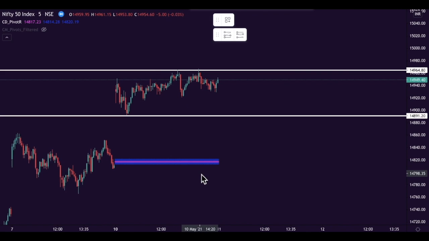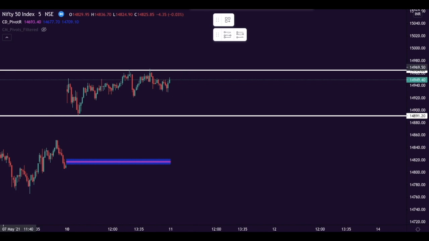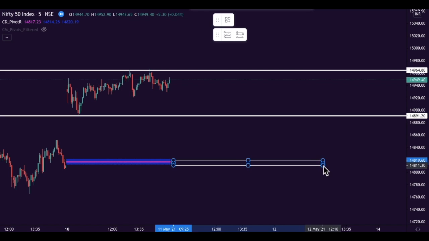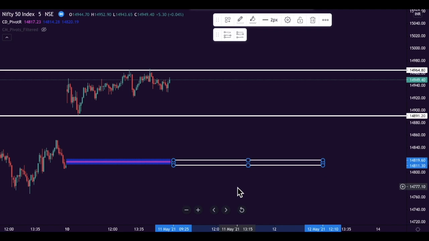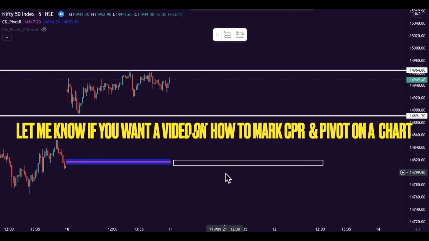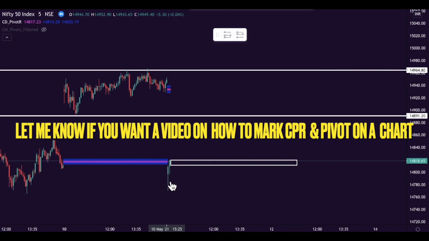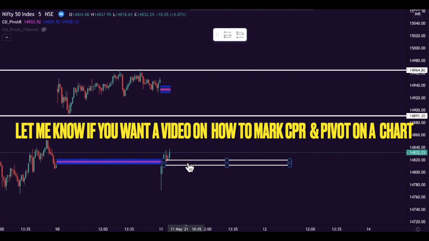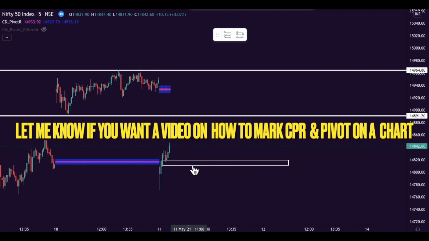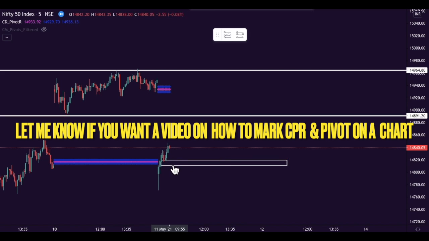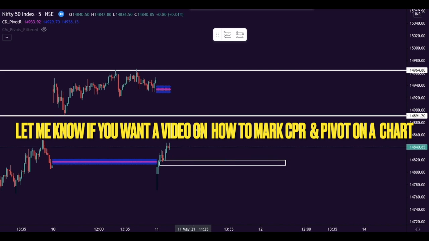So what we need to do is mark this level. This entire range I will mark. So this level can act as a strong support or resistance level. Alright, now let's see how the market moves. The market opened here, it broke the virgin CPR level, right? Now it's taking support at virgin CPR and it's trying to go up.